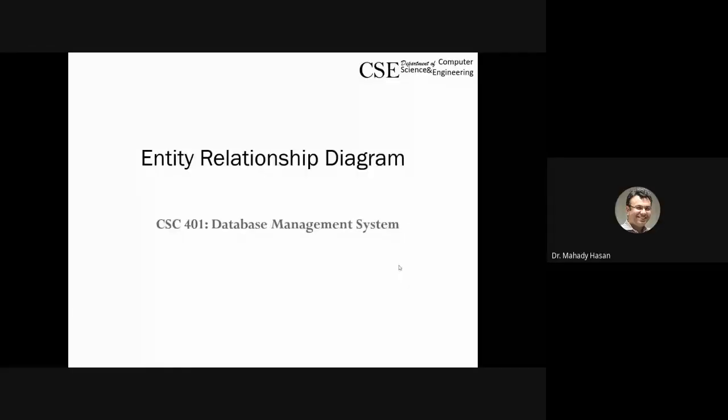So today we are introducing the concept of entity relationship diagram. This part is after analysis. We will go to this part. This is known as designing phase. We are in the designing phase. So entity relationship diagram, in short, is known as ERD.